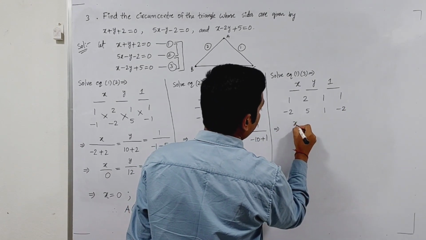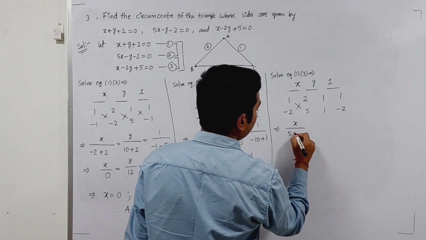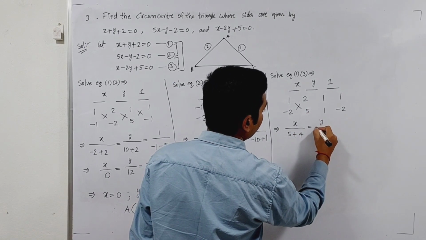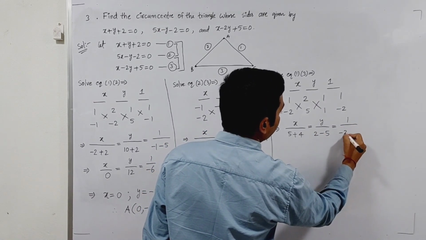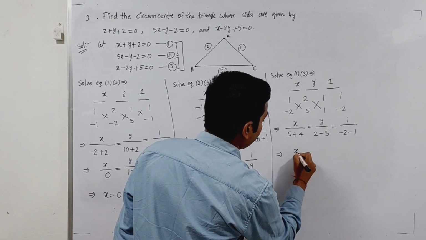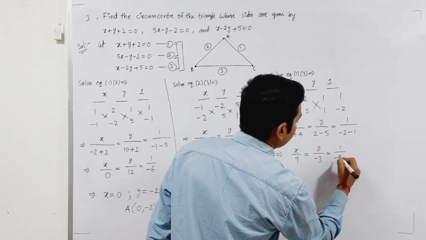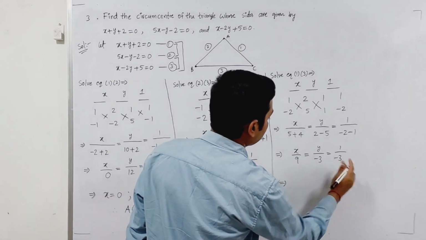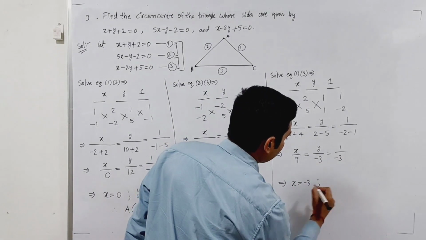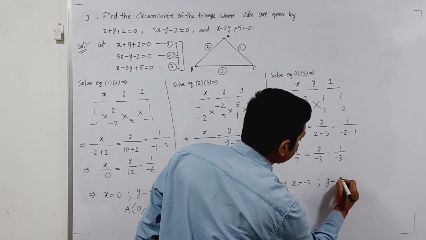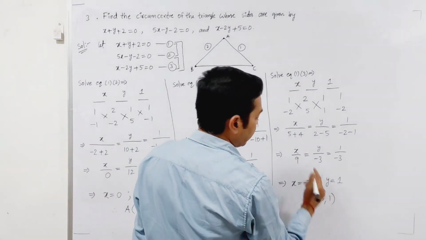Now simplify this one. x by 1 into 5 minus 2 into 2 means minus 4, minus or minus means plus 4, is equal to y by AD minus BC, 2 minus 5, 1 by minus 2 minus 1. From this, x by 9 equal to y by minus 3 equal to 1 by minus 3. Now equating the first and third term, second and third term, we get x value and y value. x is equal to minus 3, y is equal to minus 3 by minus 3, that is equal to plus 1. We get minus 3 comma plus 1. This is the third vertex, nothing but C.